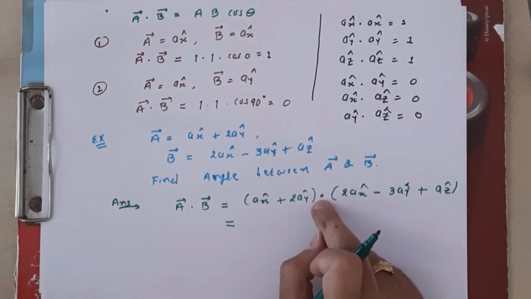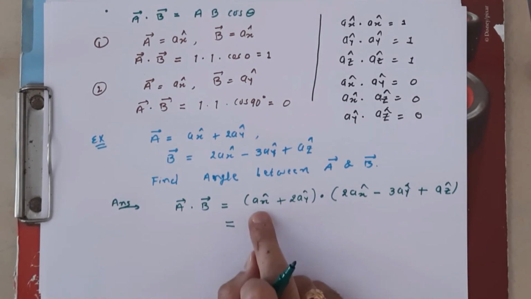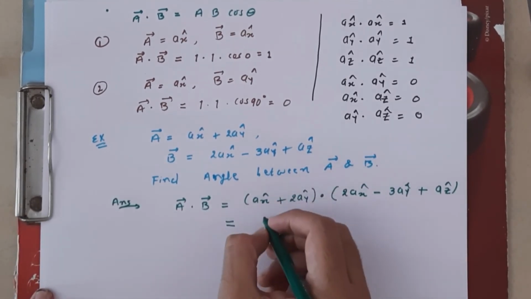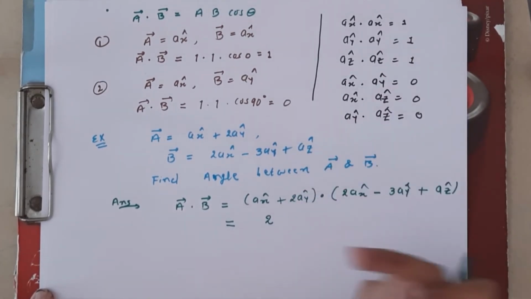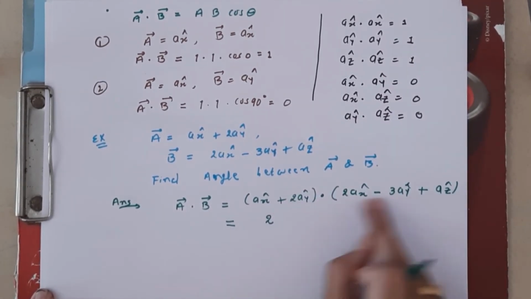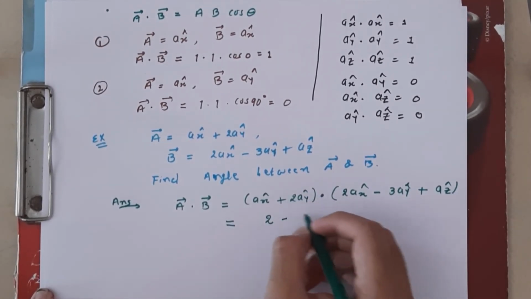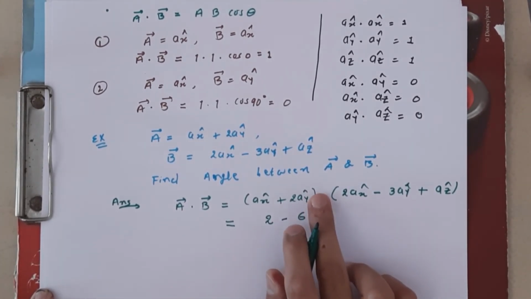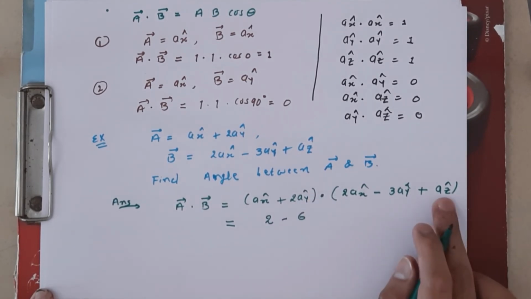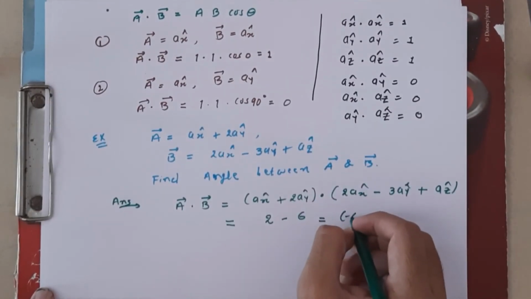So whenever we have to do the dot product between two vector quantities, we always prefer the dot product between two similar unit vectors. So AX dot 2AX, the answer is 2, because here it is 2 and AX dot AX is 1, so 2 into 1. Similarly for Y, 2AY into minus 3AY, so 2 into minus 3 is minus 6, AY dot AY is 1. And here no Z term is present, that means 0 AZ with 1 AZ, so the answer is 0. So here 2 minus 6, the answer is minus 4.